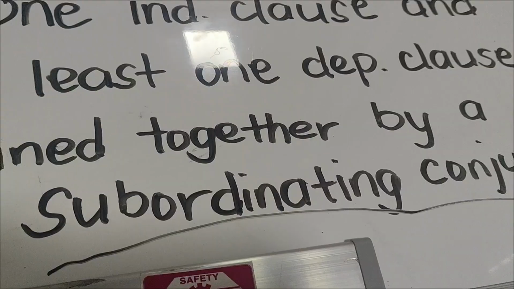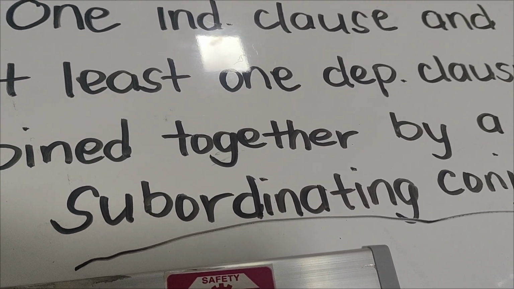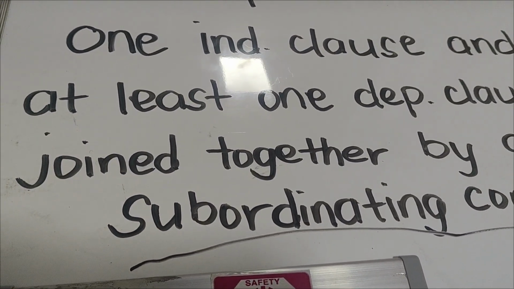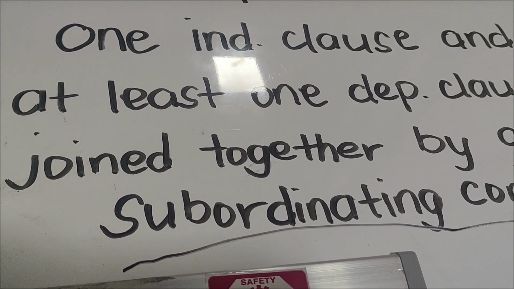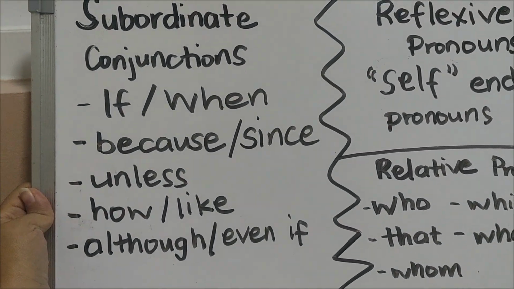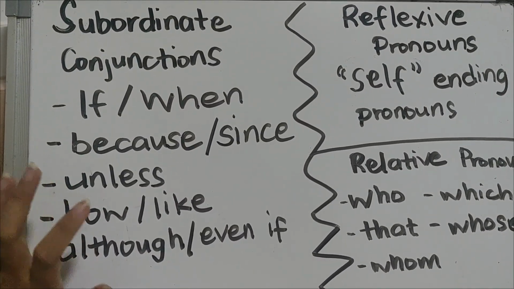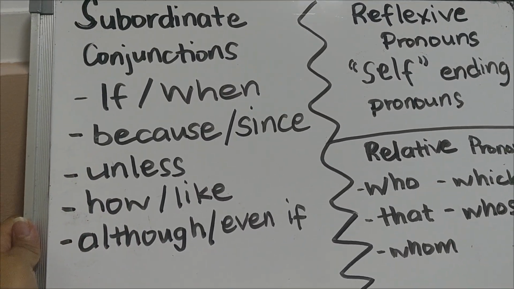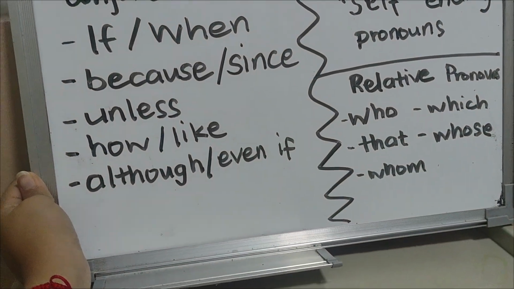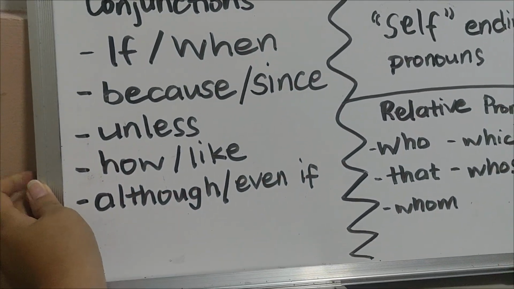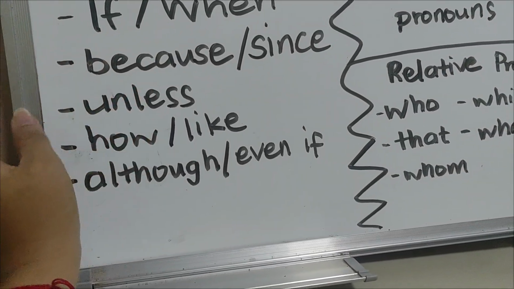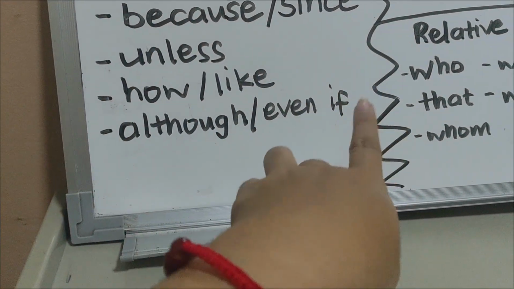Okay? And you can also use reflexive pronouns, if you can recall what reflexive pronouns are. Let me make a quick rundown of those. Subordinating conjunctions can be any of the following, but these are just some examples. These are not all of it. There is if or when for conditionals. There's also because and since, unless, how and like, although and even if.